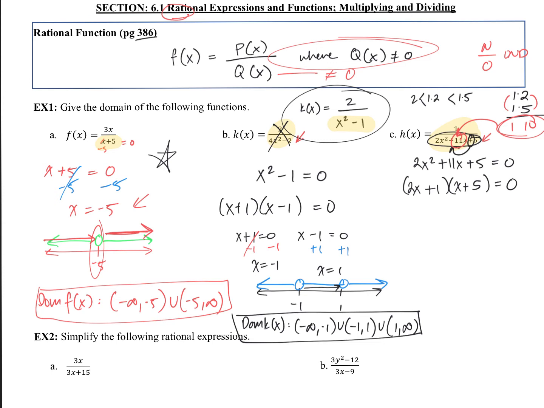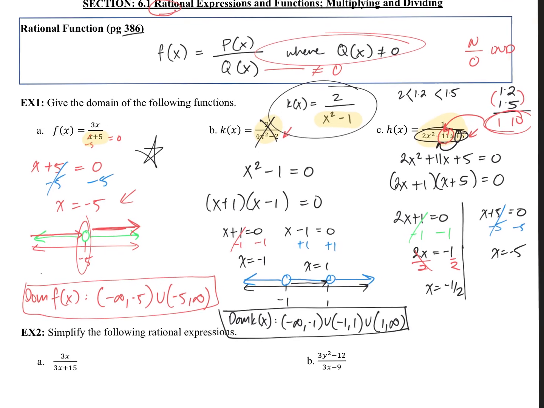Let's go ahead and solve. So set each factor equal to 0. 2x plus 1, set that equal to 0. And then x plus 5, set that equal to 0, and solve. Minus 1. 2x equals negative 1. Let's go ahead and divide by 2. So x equals negative half. And let's solve the other side. Minus 5 from both sides. And we get x equals negative 5.